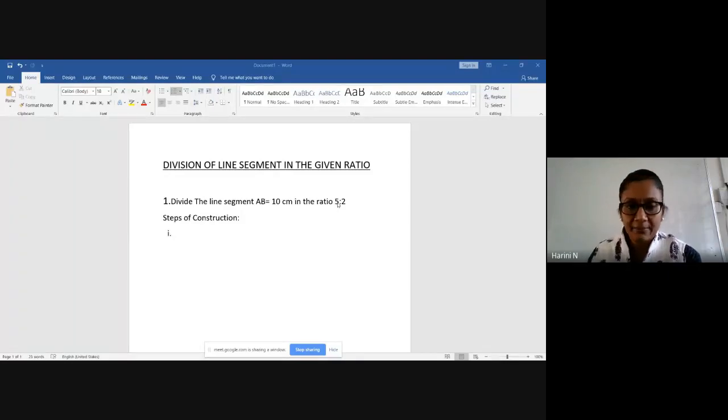Divide the line segment AB equals 10 centimeters in the ratio 5:2. So please have your ruler, your compass, your pencil ready with you. Fix a pencil in your compass also, because we're going to do the entire thing using compass only. We are going to copy angles, which you have to do very, very accurately. So please keep your pencils, your compass, your ruler ready.